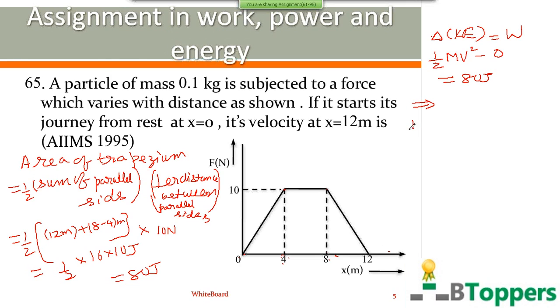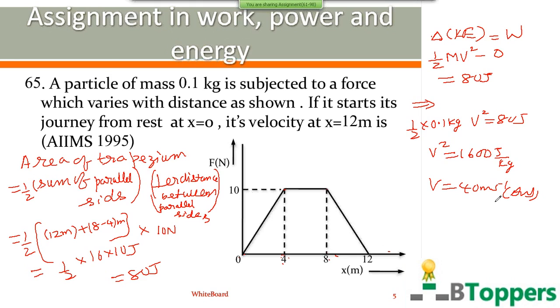So now we can substitute mass m equal to 0.1 kg on the left hand side. Those who want to copy the solution can copy it down. So you get v equal to 40 meter per second. That's the answer.